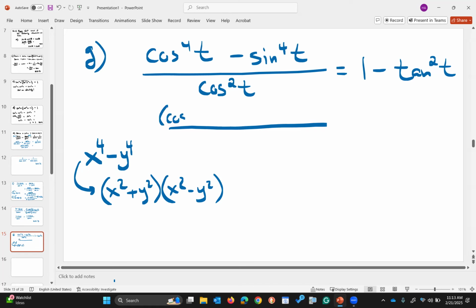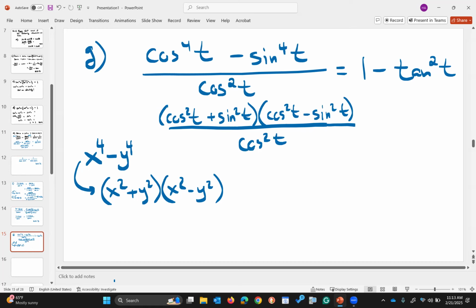Now I have cosine squared t plus sine squared t, another parenthesis, cosine squared t minus sine squared t, all over cosine squared t, which is still equal to all that right there, which I don't even want to mess with just yet.